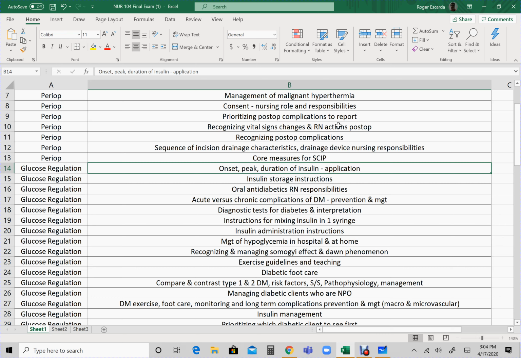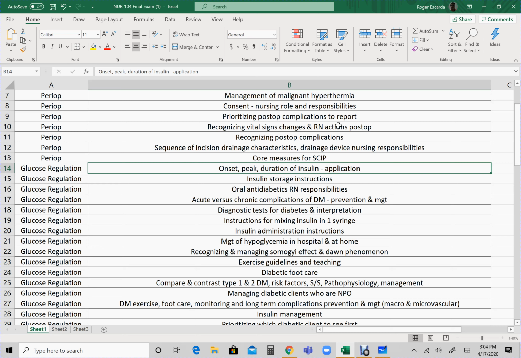Peak is the time of highest drug action. So in the case of insulin, this is when the patient will likely experience hypoglycemia. And duration, this would be specifically for fast and short acting insulin when you can safely give another dose. Insulin storage instructions, both for insulin in use and insulin not in use.